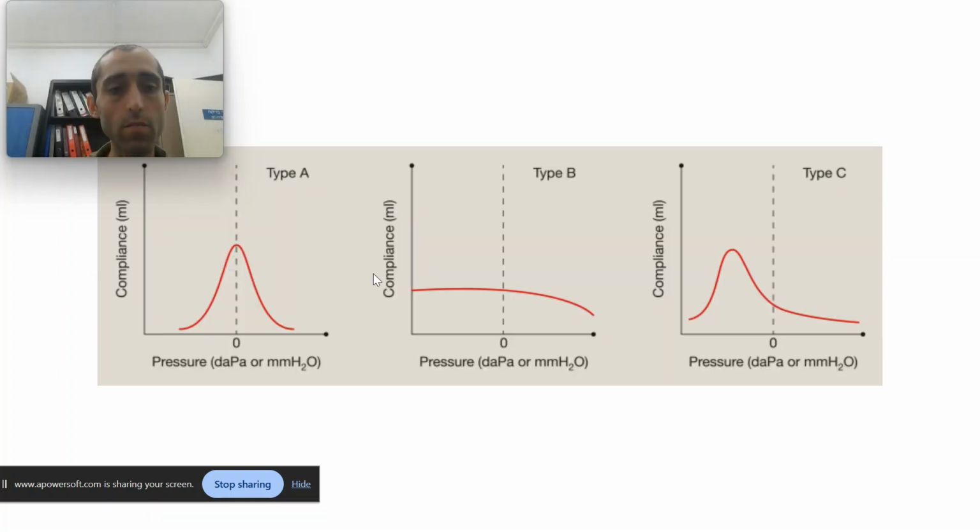This is what you see, by the way. Here you can see the pressure at which there is the most compliance. Normally it's around 0. And in C, you can see it's usually less than minus 100, the compliance peak is at negative pressure, and in B there is no pressure at which there is a max compliance.